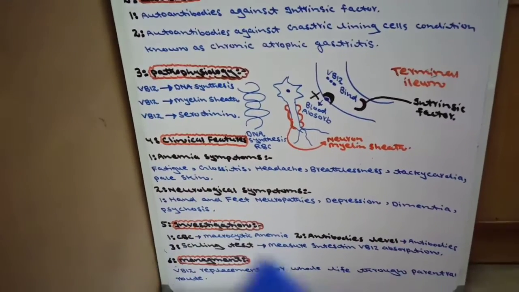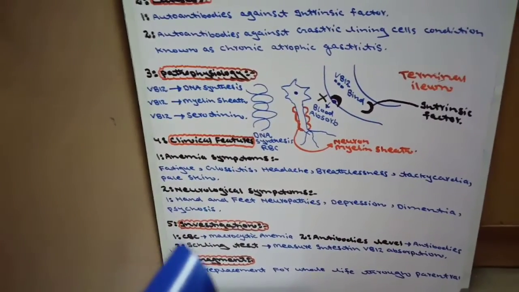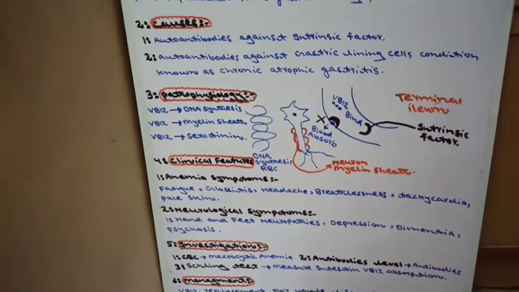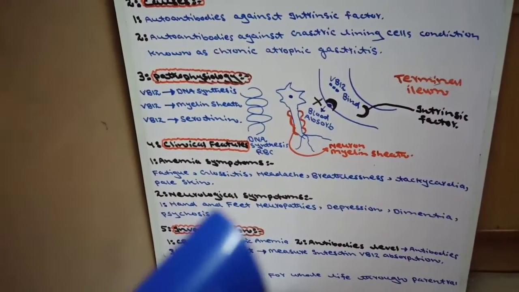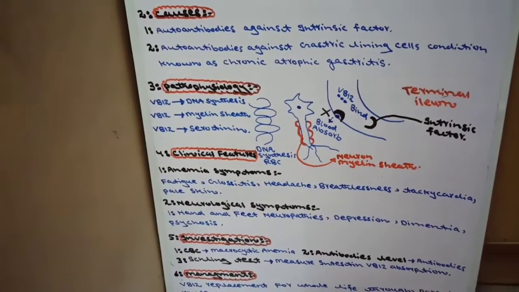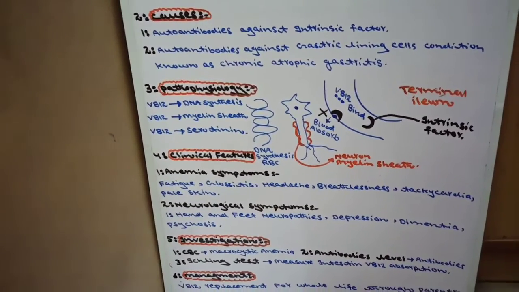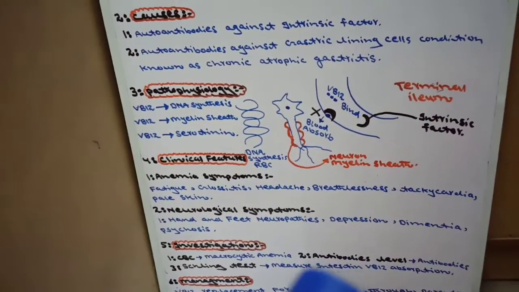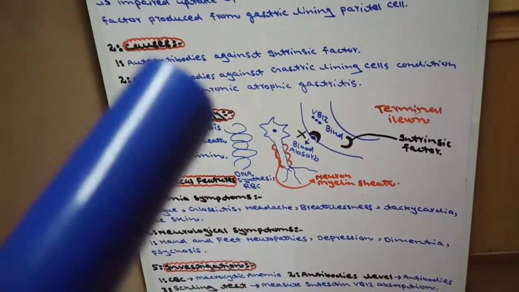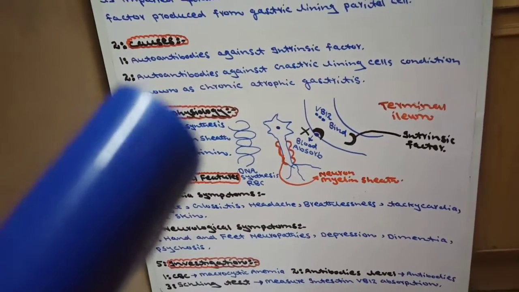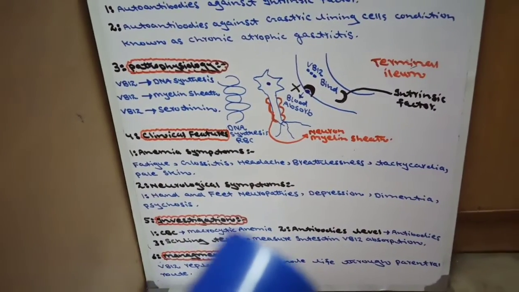Now come to investigations. We do basically three types of investigation for pernicious anemia. Number one, CBC, complete blood count. CBC will show macrocytic anemia, meaning megaloblast cells, meaning macrocytes, meaning the MCV, mean corpuscular volume of RBC, is greater than 95. Second is antibodies level. We will do antibodies level, which shows antibodies against either intrinsic factor or against gastric lining cell. The third investigation is Schilling test.